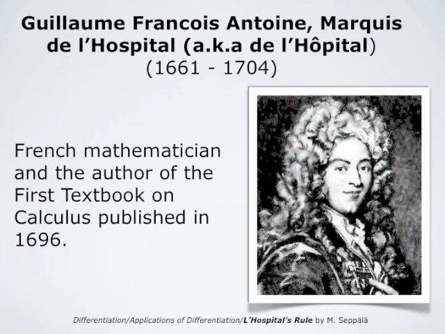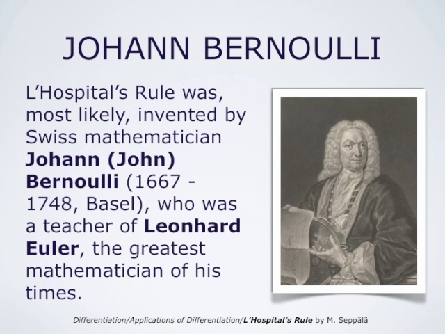L'Hopital's rule has been named after Marquis de L'Hopital, a French mathematician who lived from 1661 to 1704. He was the author of the first textbook on calculus, published in 1696. L'Hopital's rule was first published in that book. But the rule itself was most likely invented by Johann Bernoulli, and L'Hopital also credits Bernoulli for that in the book. Johann Bernoulli was a Swiss mathematician, a little bit younger than L'Hopital.